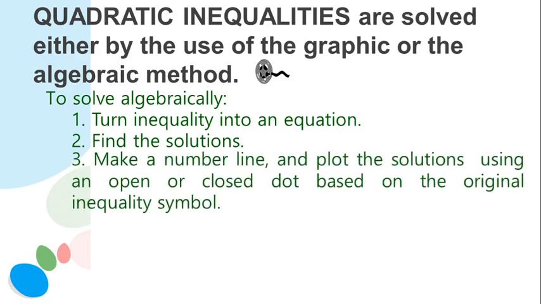Once we find the solutions, we need to make a number line and plot the solutions using an open or closed dot based on the original inequality symbol. If the inequality symbol that is used is a greater than or a less than symbol, we use an open circle or a hollow circle. But if the inequality symbol that is used is greater than or equal to or less than or equal to, then we make use of a closed dot or a solid circle.